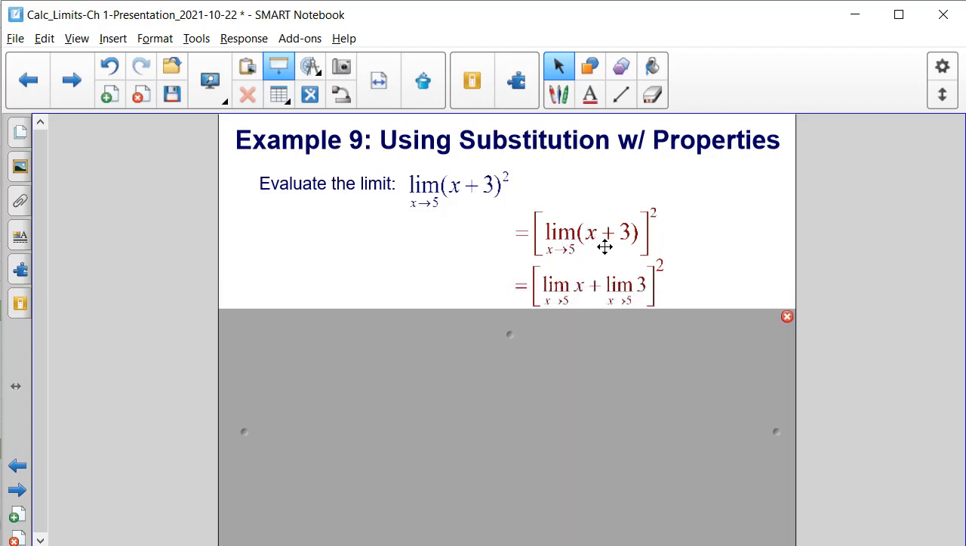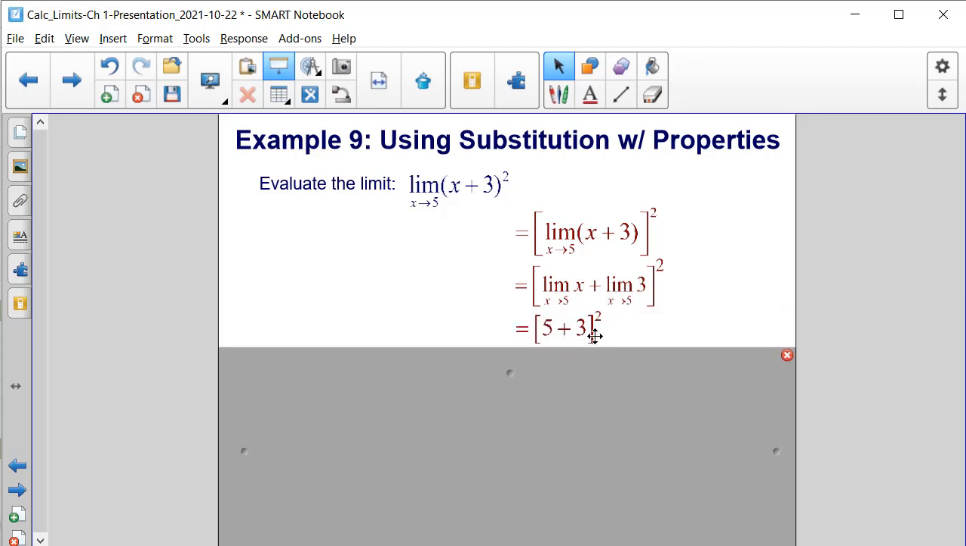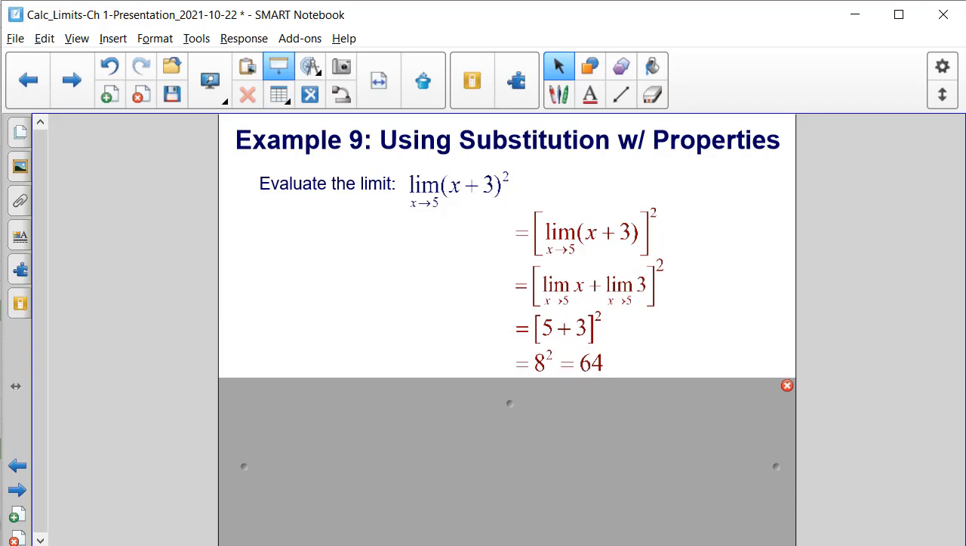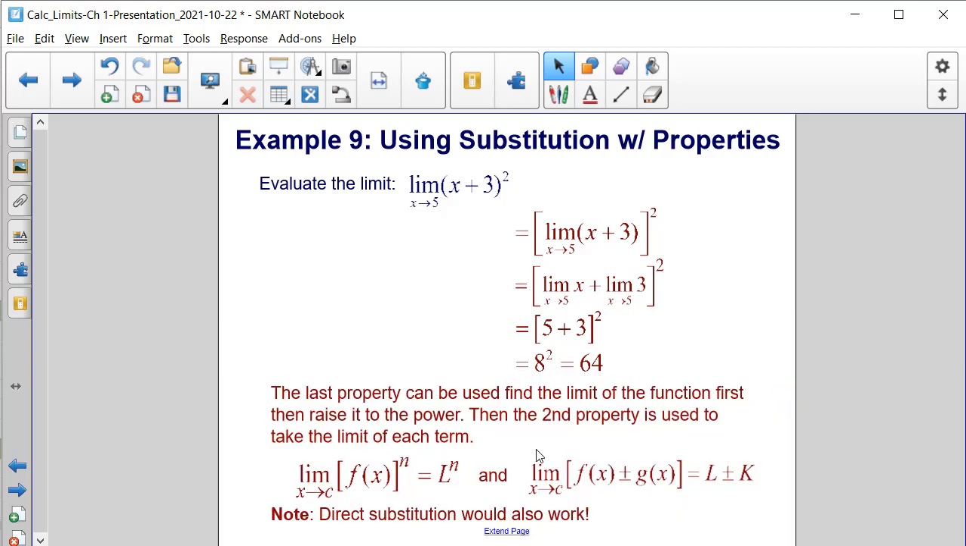So we rewrite the limit of x plus 3 as x approaches 5 as the limit of x as x approaches 5 plus the limit of 3 as x approaches 5. And then we can evaluate and finish finding the solution. We can use direct substitution right now to fill in the 5 for x, and the limit of any constant is still that constant. So we have 5 plus 3, quantity squared, so that's 8 squared, which is 64. And again, the properties used were the last one and the second one. Note, direct substitution would also work.